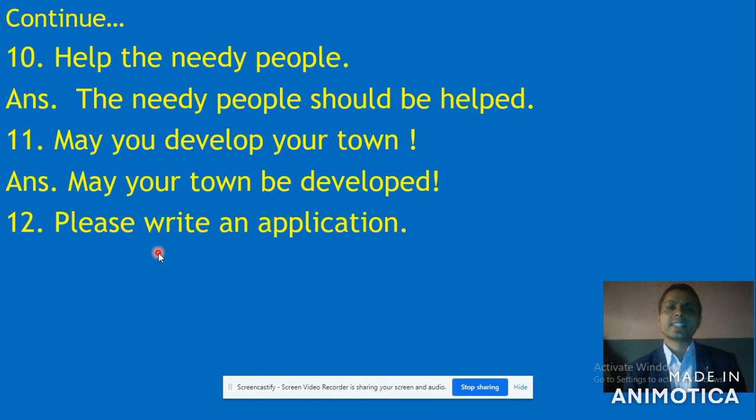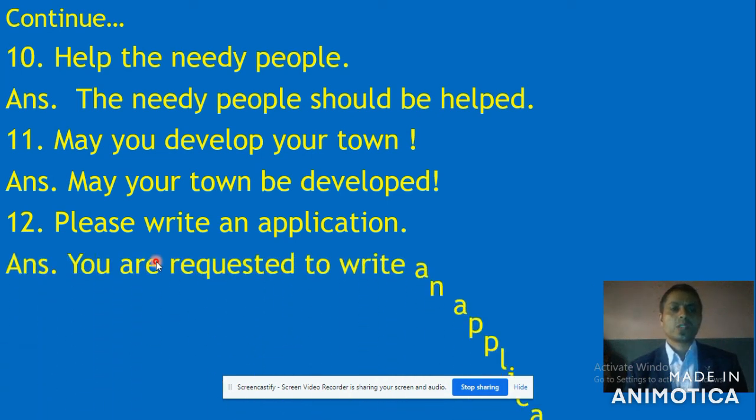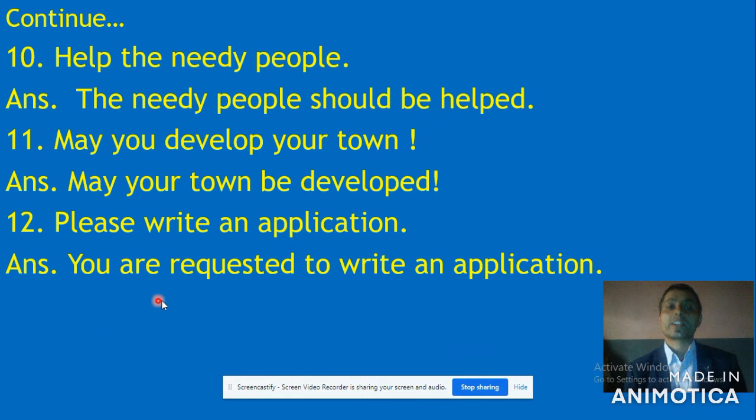If the sentence is about request, obviously we are going to follow what rules? Now let's see. You are requested. Never forget: you are requested to plus verb one. Always remember. If the sentence is about request, and you are going to say it to somebody else, then you say, you are requested to write an application.